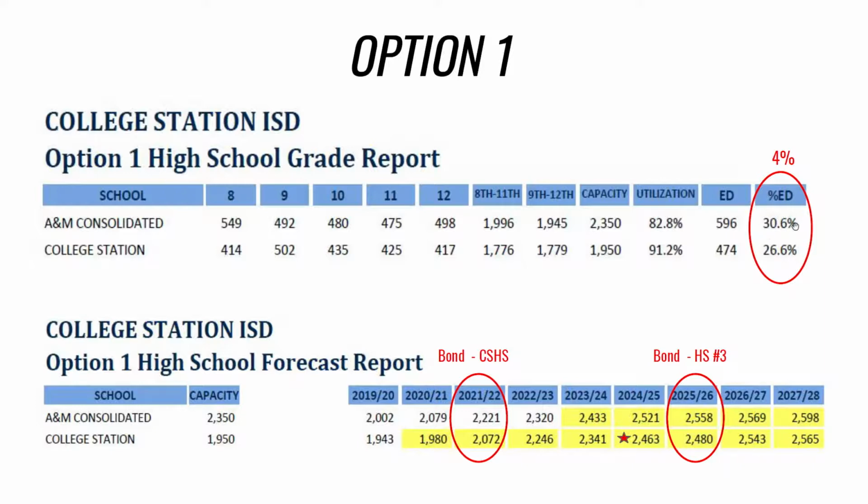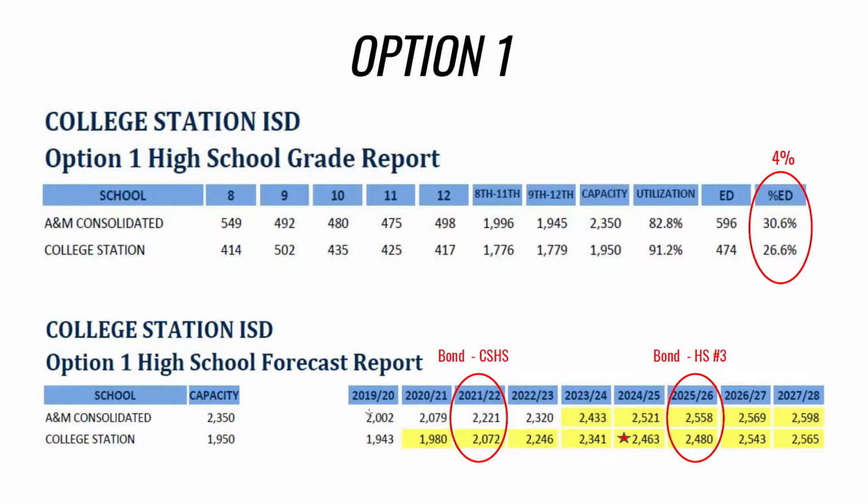These are the percentages it would create for us, a 4% difference. You'll see a report like this after each of our options, so the format will stay consistent for you. The bottom is the projection of the enrollment numbers. Again, these would be effective in fall of 2019, so that's where we started projecting or sharing the enrollment numbers.